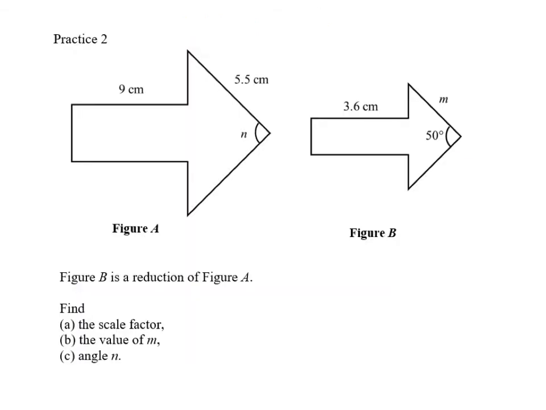Practice 2. Now you notice that these two figures are similar. In similar figures, the length changes, but the angle itself does not change. The angle stays the same. It does not change. So therefore, what can we know about the angle over here? If this is 50, that means this angle here stays the same. It's also 50 degrees.